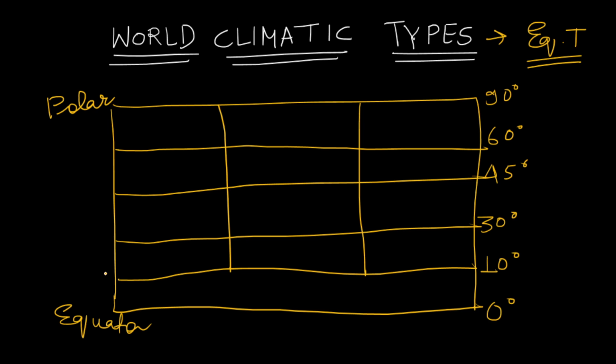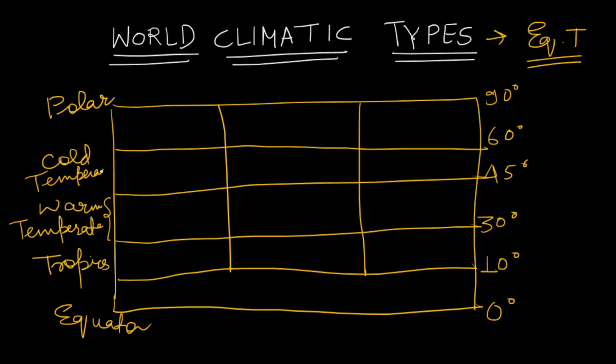So this area after equator, the region is known as tropics. Then we have warm temperate region. Then we will have cold temperate region, and this one will be the polar region. So at different latitudes and at different regions, various climatic types are found. So we will discuss those climatic types.